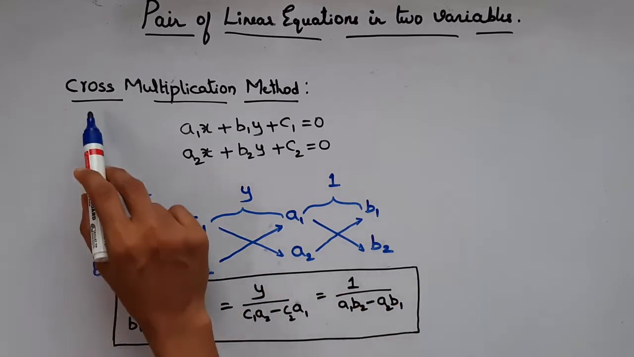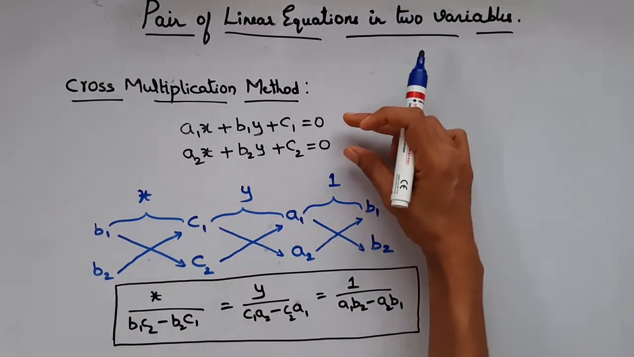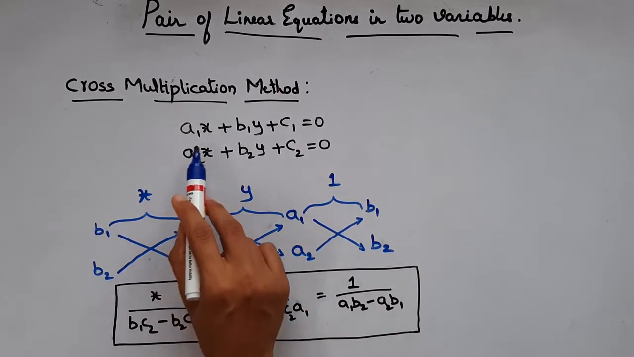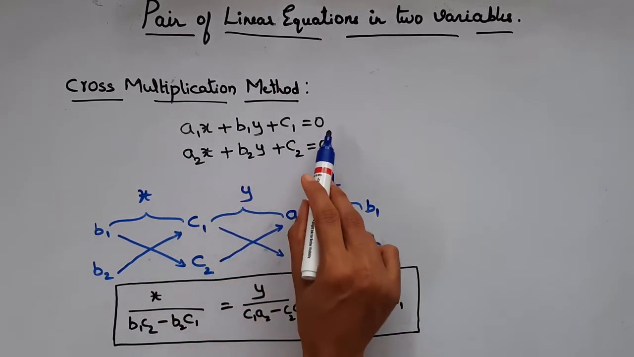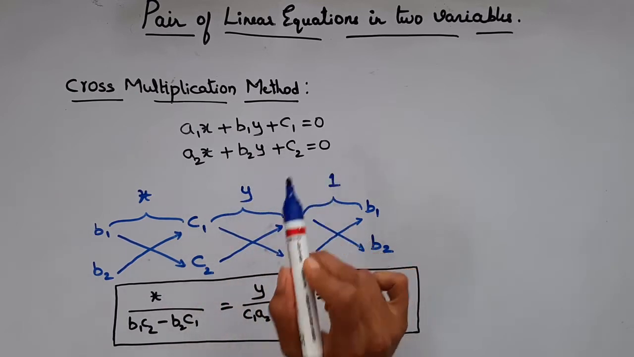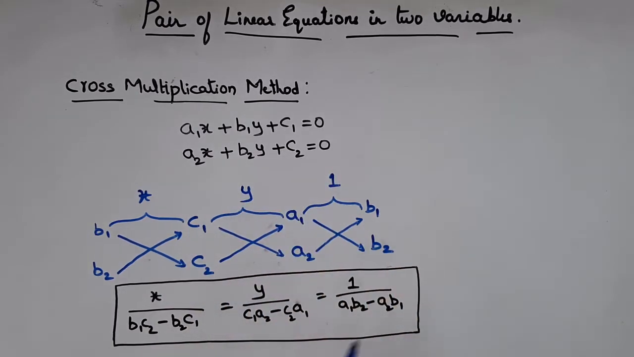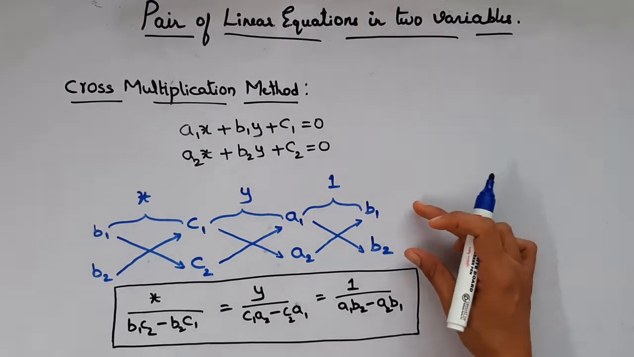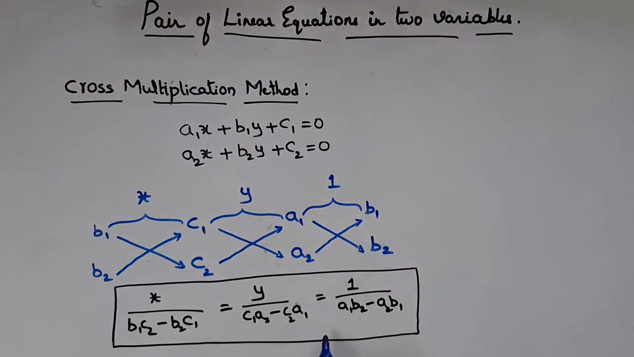So now let's see cross multiplication method. You have two linear equations, that is a1x plus b1y plus c1 equal to 0 and a2x plus b2y plus c2 equal to 0. Then you can solve for x and y by using this formula. This diagram will help you in remembering this formula.